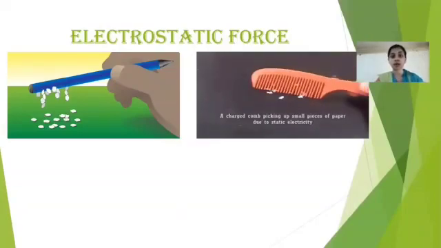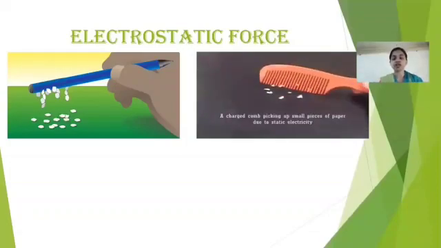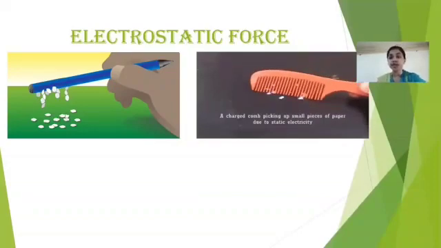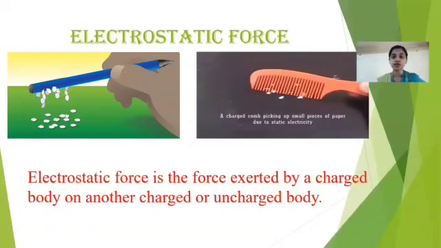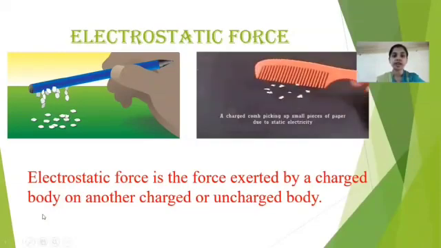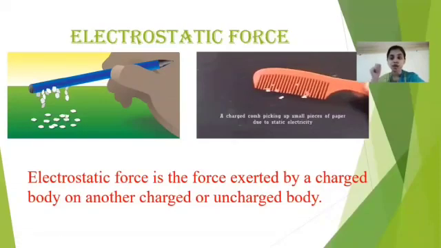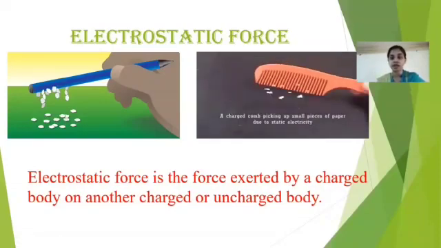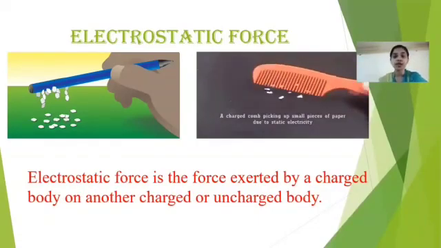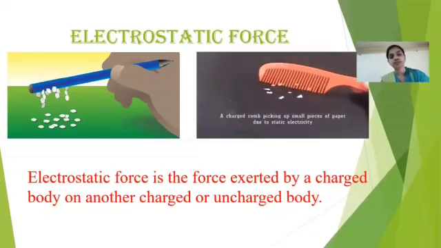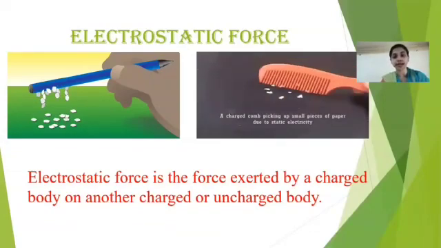So why does this happen? Because charges develop on the particular object by rubbing it. Means a charged object attracts another charged or uncharged object. So this is the electrostatic force. Means the electrostatic force is the force exerted by a charged body on another charged or uncharged body. When you rub something on your hair, static charges develop on that object, and when you hold it at a particular distance from something, it is automatically attracted towards it. Then this force is called the electrostatic force.